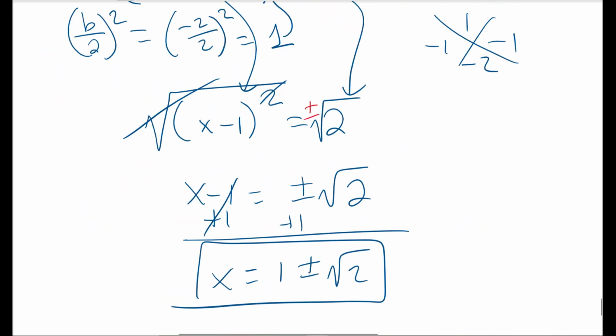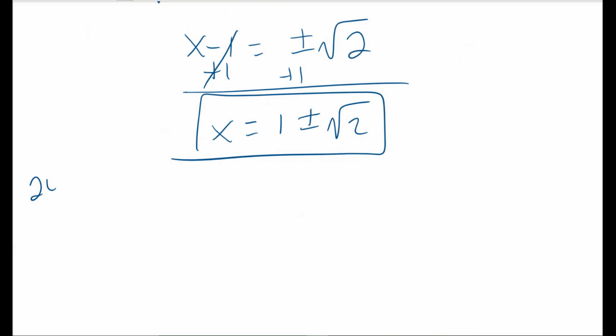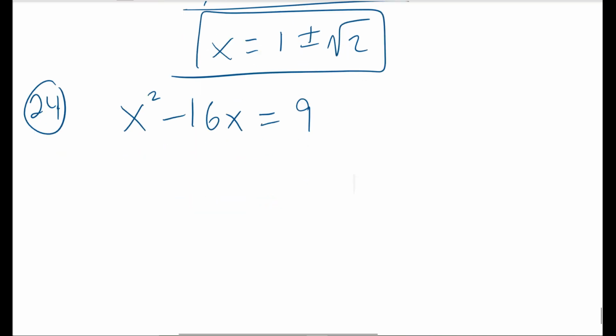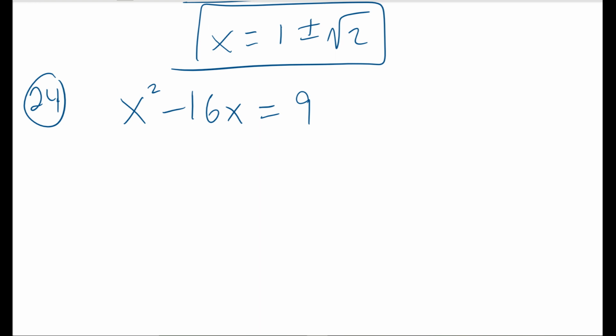All right, we're going to do the same thing for number 24. Number 24, we have x squared minus 16x equals 9. Again, normally you would move the constant over to the right-hand side, but it's already moved, so we're good here. So leave yourself some room to complete the square right here.